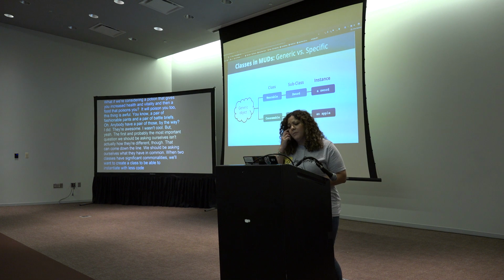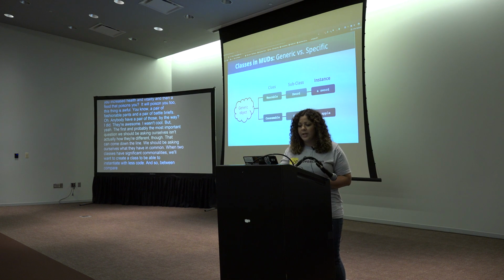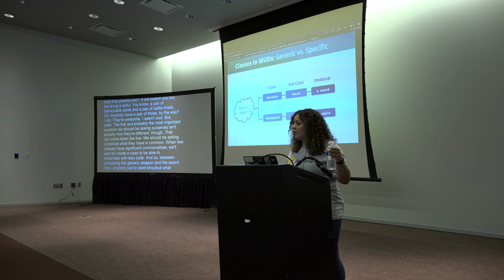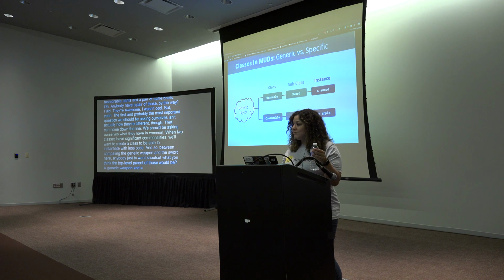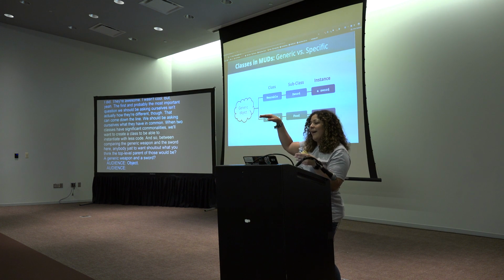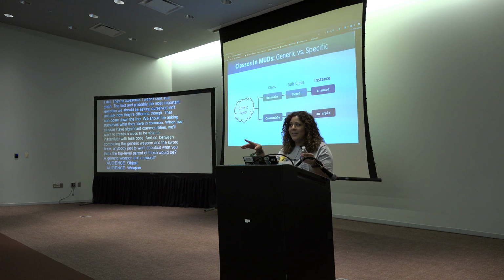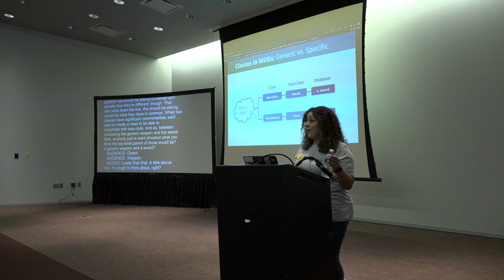And so between comparing the generic weapon and a sword here, anybody just want to shout out what you think the top level parent of those would be? A generic weapon and a sword? Lower than that, okay. A little above that. It's tough to think about, right? You got to consider what each level has in commonality. I'll tell you, it's wearable.